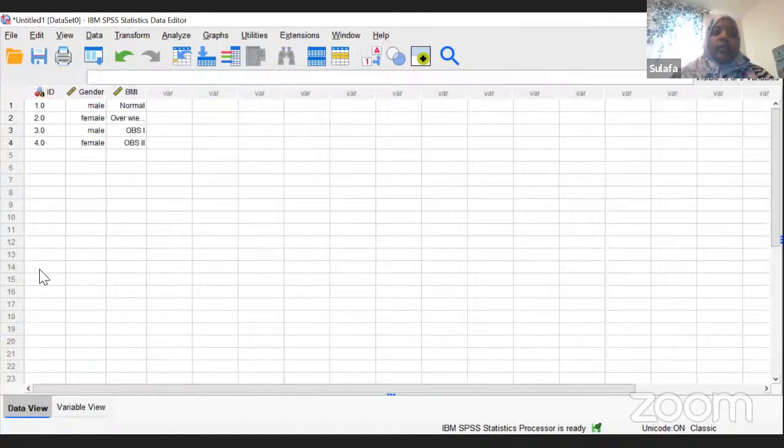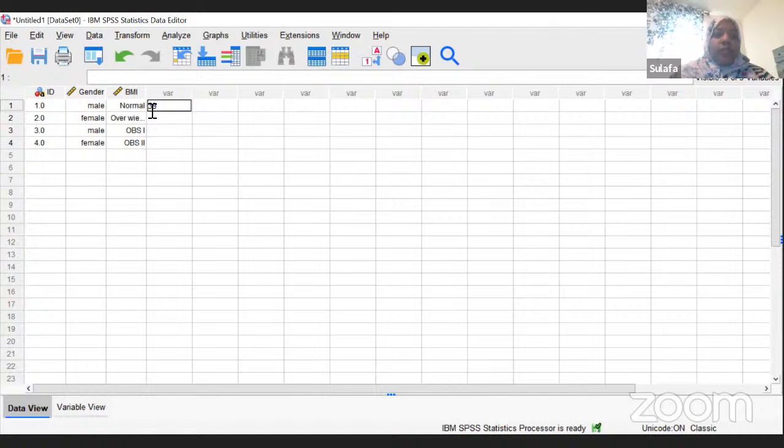So we can also add a continuous variable here. Now we have ID, which is character, and gender, which is binary, male and female. We have our BMI, which is categorical. We can write, for example, their temperature, and we can write it as a continuous variable.